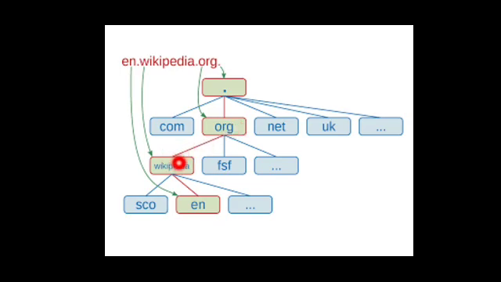After going to this, next you have en dot. Now en is for English. Wikipedia is available in many languages, so what is the language of your web page? English. To get the English language Wikipedia, you have to finally reach this server.